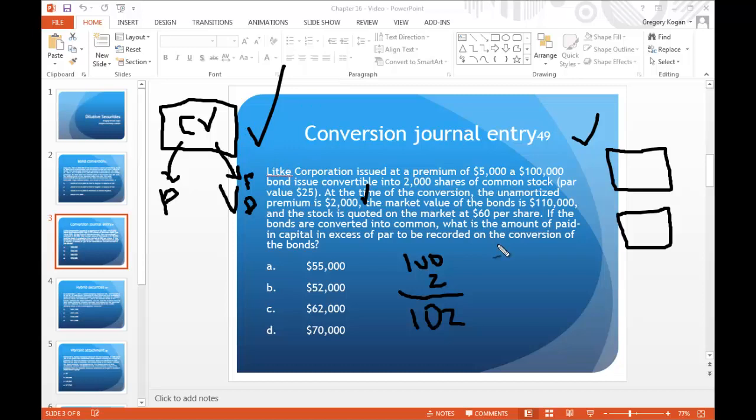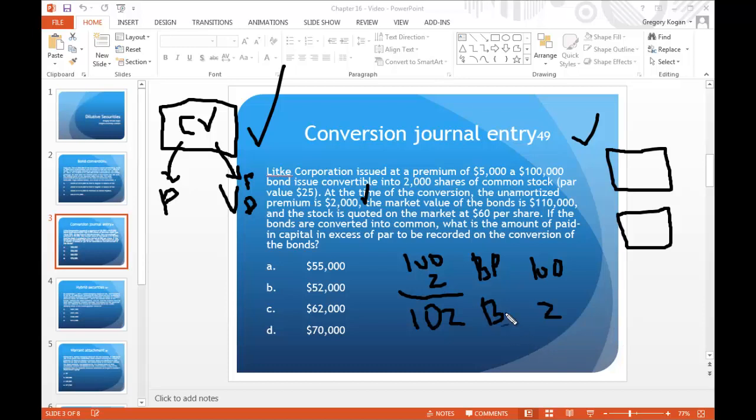Okay? So if this is what's going on, what's going to be the journal entry when we convert? We're going to first debit bonds payable for 100 because it was a liability. We want to cancel it out, debit it. And then we had a bond premium in the amount of 2,000, which was a credit account. So bond premium, we go ahead and debit as well for 2,000. And on the right side, we'll have our equity accounts here.